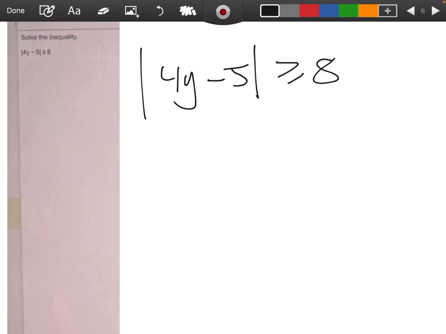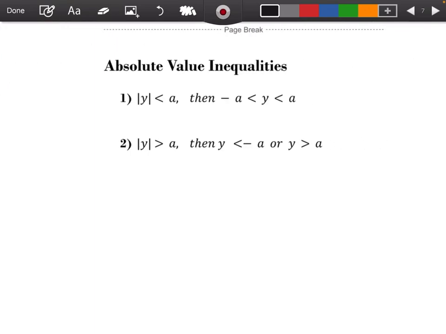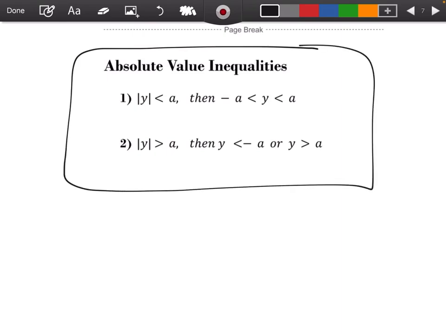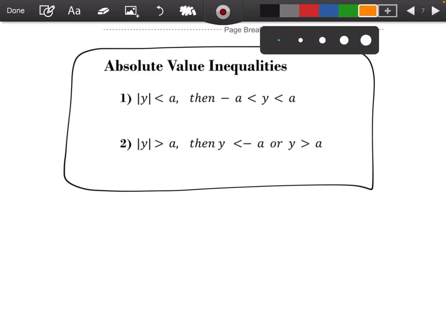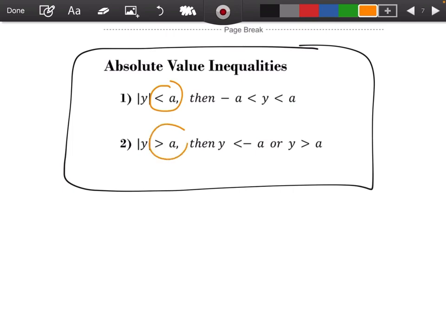Okay, so y'all, when I have an absolute value inequality like this, if you remember from our notes in 1.8, this is directly out of my notes, I'm going to use one of these formulas. I'm going to either use formula 1 or formula 2. And the way I know which formula to use is I look at the direction of the inequality. The first one is less than and the second one is greater than.